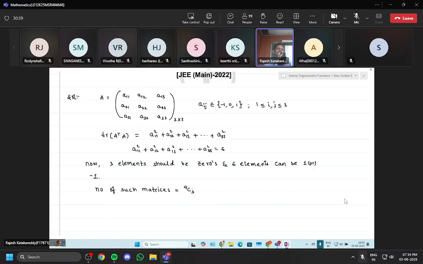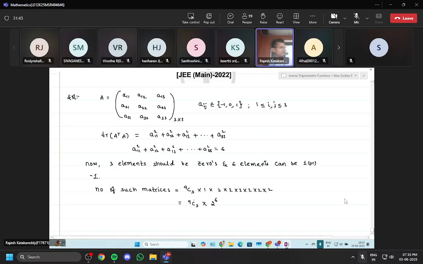Once I am done with filling zeros, now the remaining 6 boxes, how many choices? Each box has 2 choices because it can be plus 1 or minus 1. Am I clear in this? So 9C3 into 1, where this 1 is for arranging the 3 zeros in 3 boxes, and then 2 into 2 into 2, 6 times I am multiplying. Any doubt in this? Anybody? So my final answer here is 9C3 into 2 power 6. Clear? Any doubt anybody? You calculate this one.